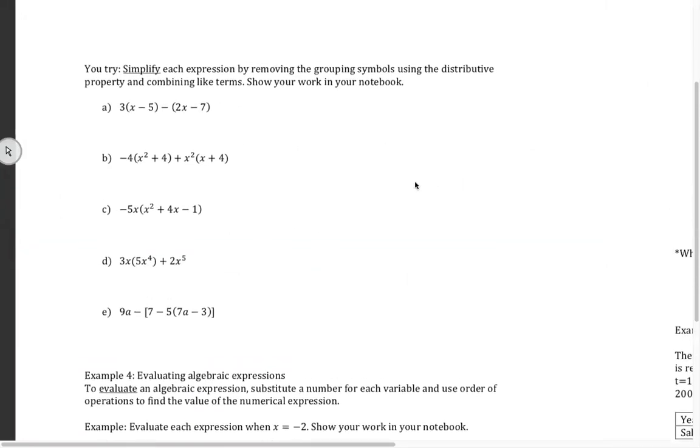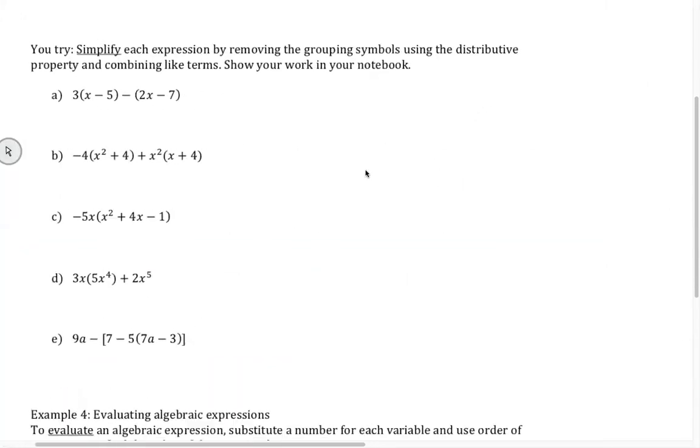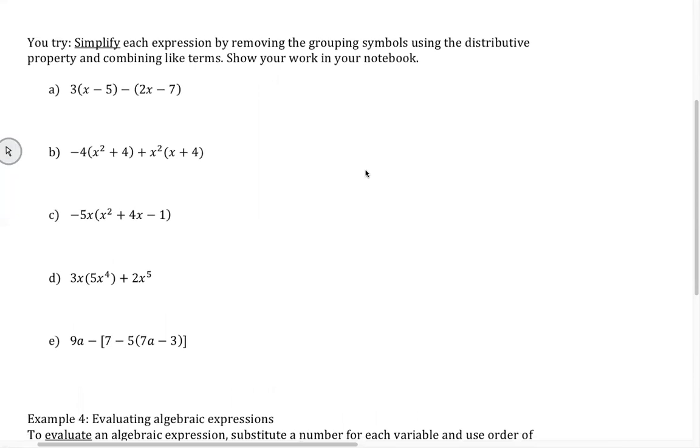All right. So on the next page, it says, simplify each expression by removing the grouping symbols using the distributive property. Jake, I picked on you last time. What does it mean to distribute? Jake, do you know?